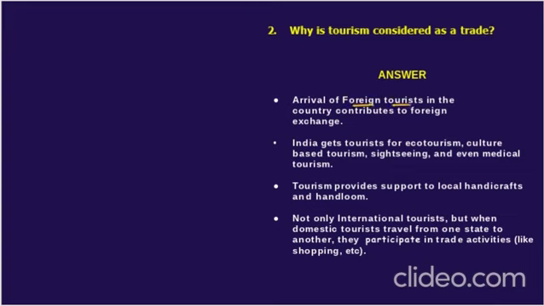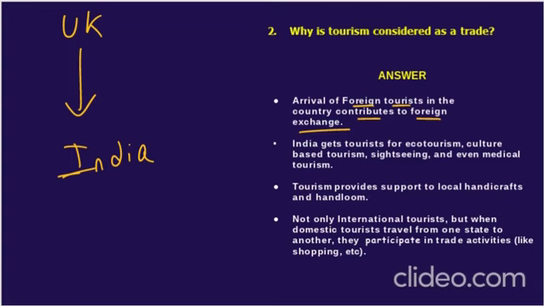Arrival of foreign tourists in the country contributes to foreign exchange. Suppose a person is coming to India from the UK for tourism. There will be foreign exchange for it. When a person comes from the UK to India, it increases the foreign exchange. After that, India gets tourists for ecotourism, culture tourism, sightseeing, and medical tourism.